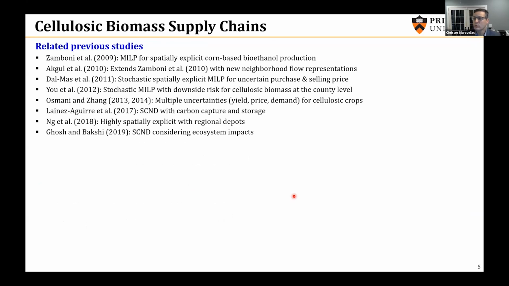Of course, a lot of work has been carried out in the field in this space. I won't have time to describe the contributions, and these are just some of the groups and key papers that have been published.